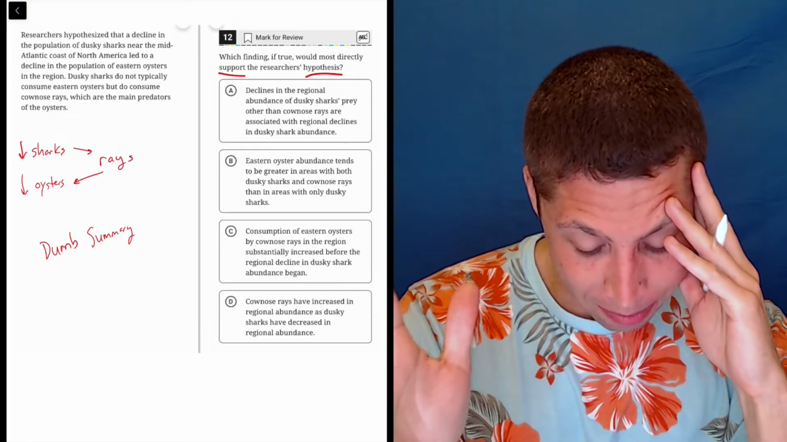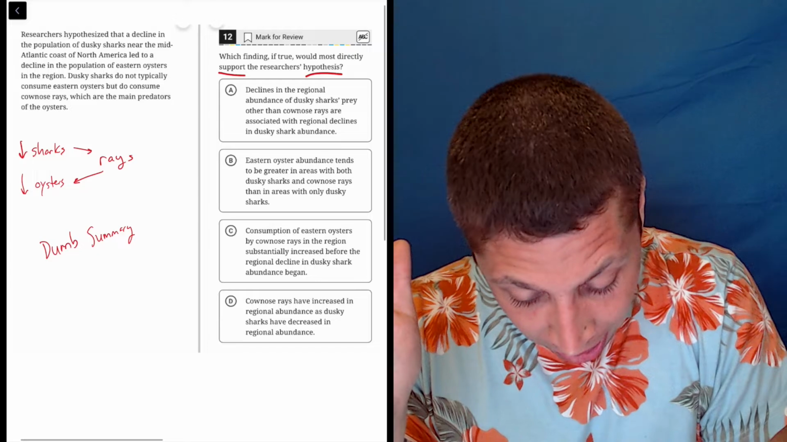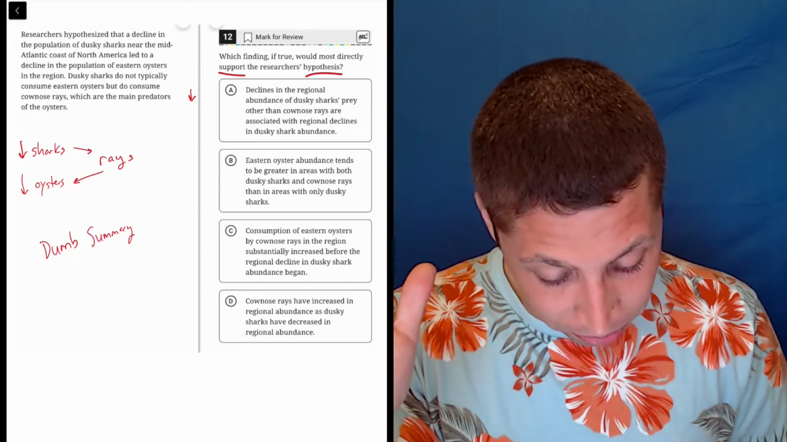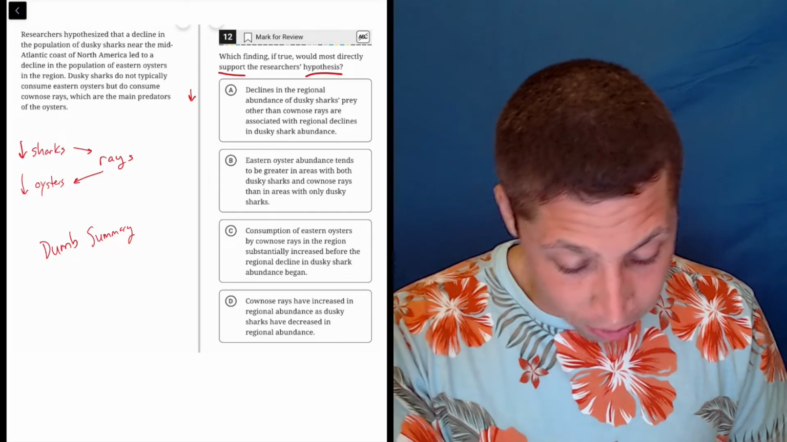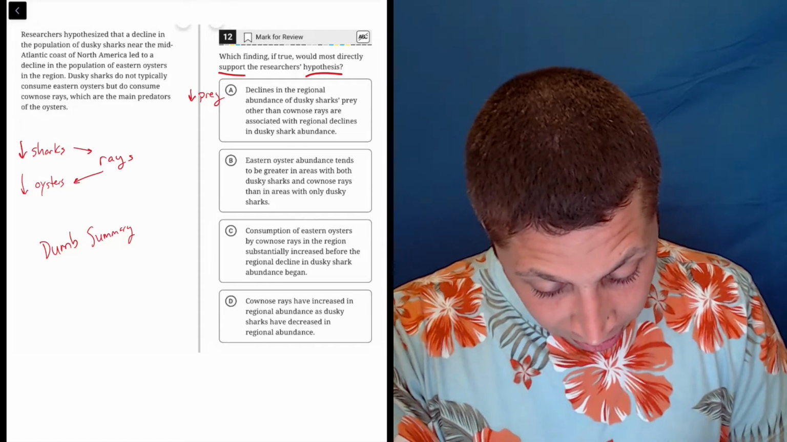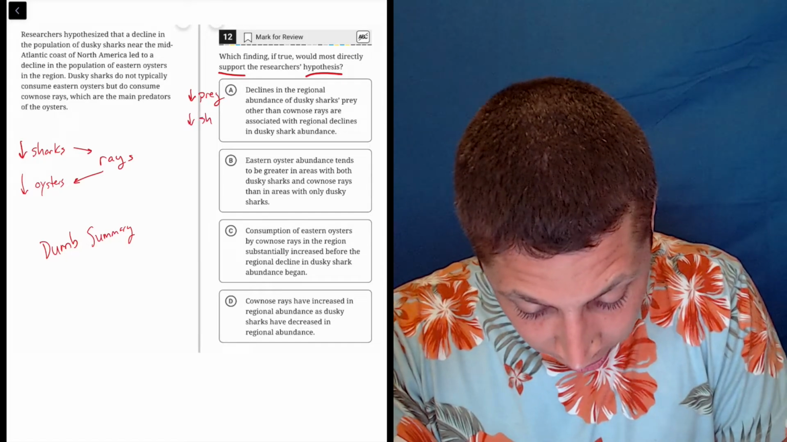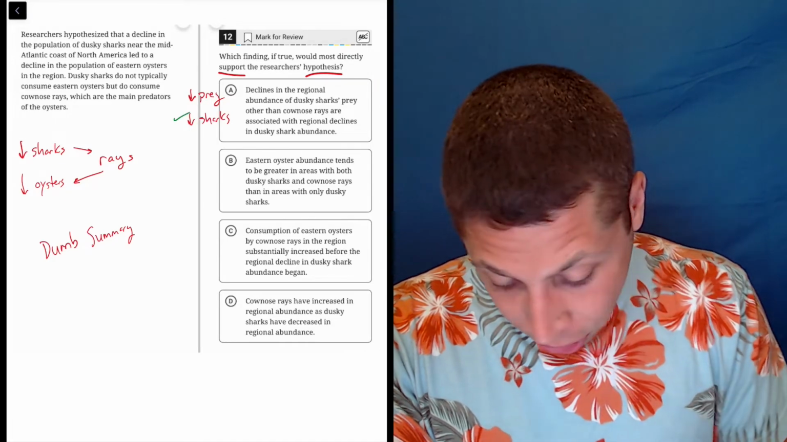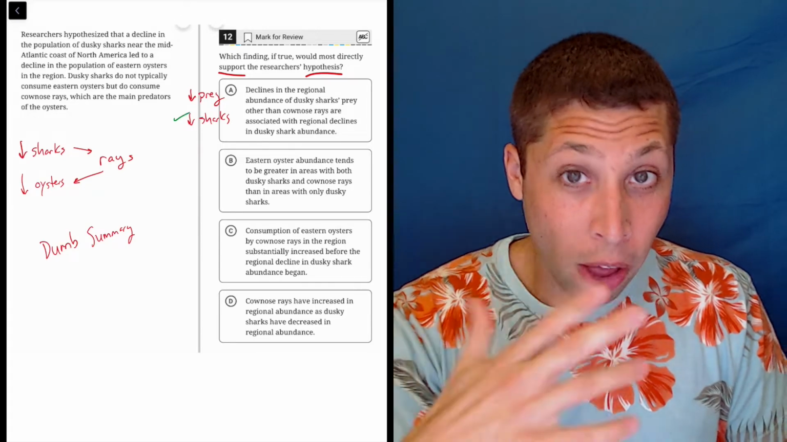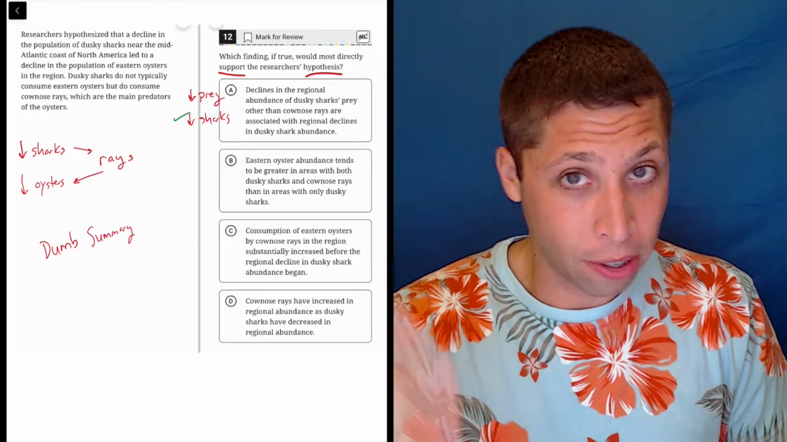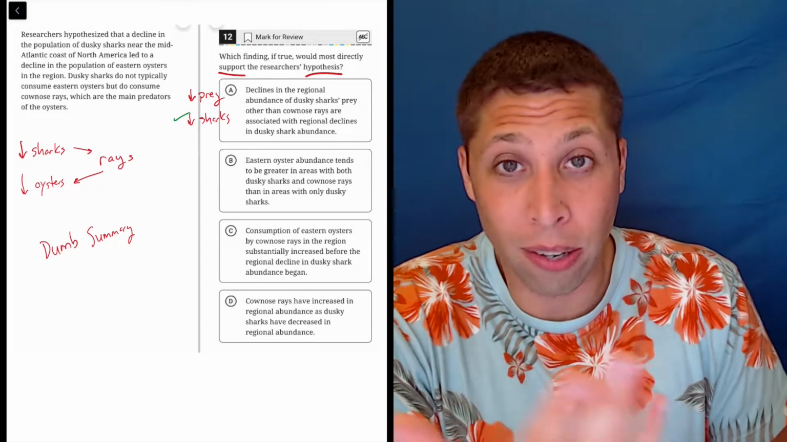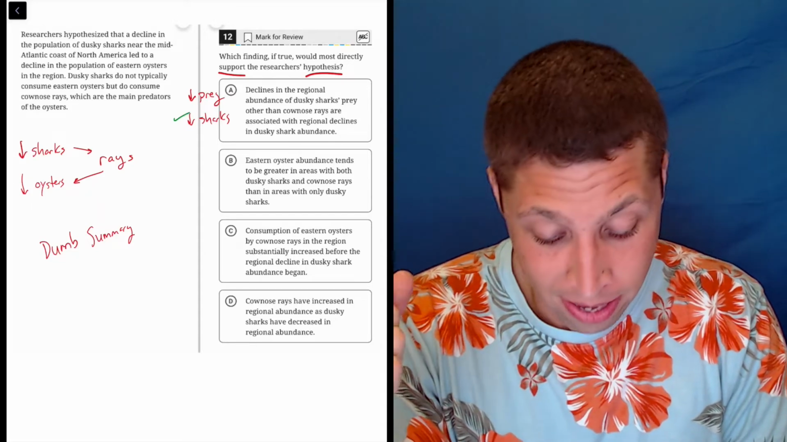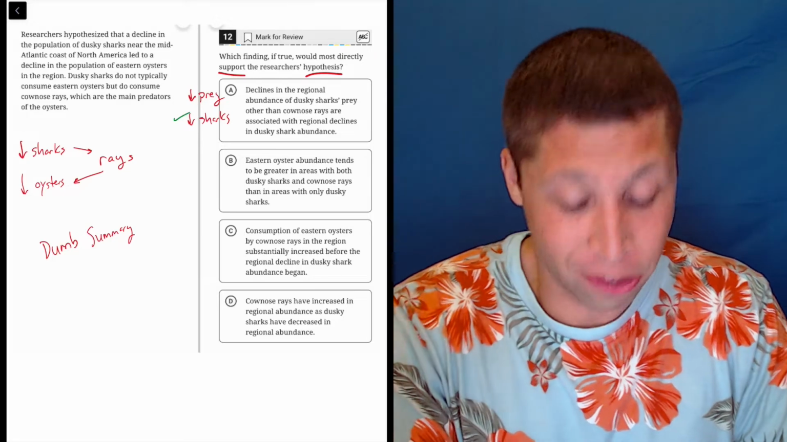Now, I can kind of maybe start to dumb summarize that, right? So decline in the regional abundance, a decline in abundance, that's a terrible way to phrase something. A decline in the prey other than the rays, so other prey, are associated with regional declines in the sharks. Well, I see the decline in the shark, so that part checks out with my dumb summary, but other prey besides the rays, that just wasn't in there. So I don't know. This might be true, I guess. It doesn't match this idea that I got out of the passage. So I don't know yet. But I summarized it enough that maybe I have an idea. Okay, so checks off one box.